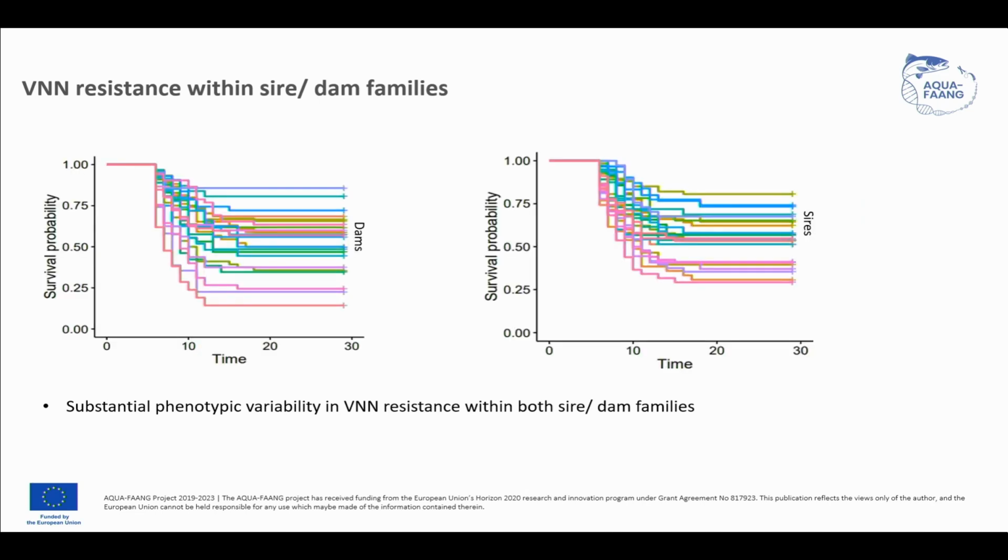So when we reconstructed the pedigree and looked at the phenotypic differences in terms of resistance to the virus, we see quite good variability in resistance phenotypically within the families, within both the sire and the dam families. And since you see that variability within families, it is an indication of genetic variation in terms of resistance to the virus.